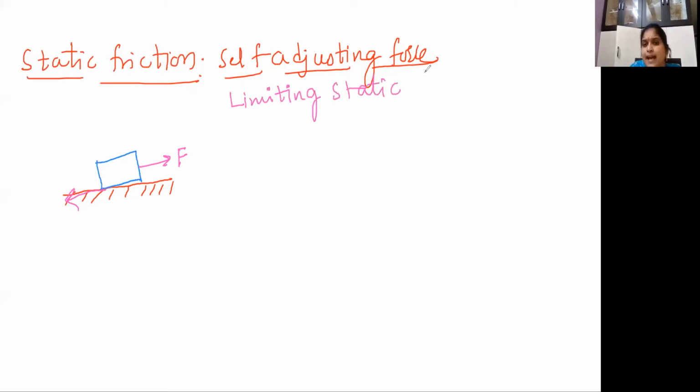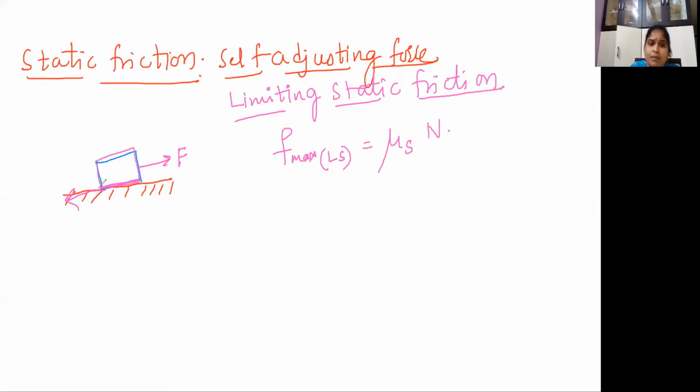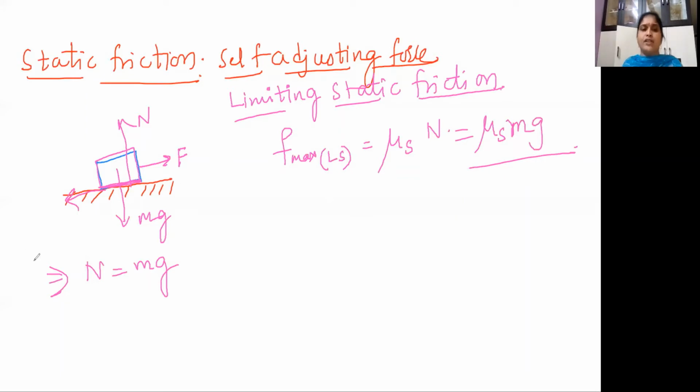What is limiting static friction? The maximum static friction is called the limiting static friction, F max. So that is equal to mu s into normal reaction. Now what is normal here? A block is kept on a surface and its weight acts vertically downward. But that is balanced by a normal reaction. From here, we can analyze that the normal reaction in this case is mg. So that means mu s into mg is the value for the limiting static friction in this case.